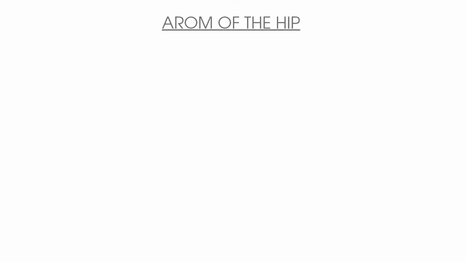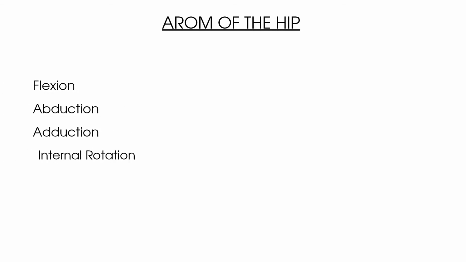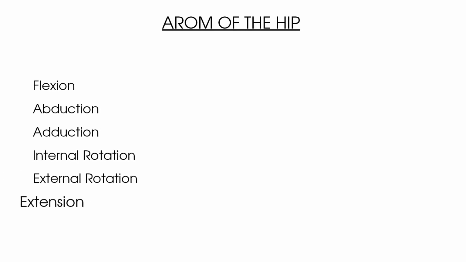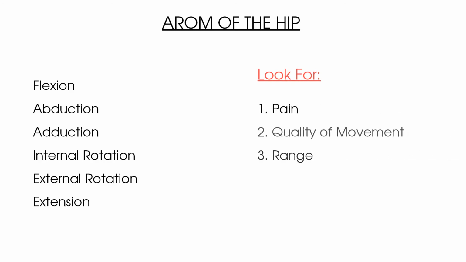Active range of motion of the hip summary. Start your active range of motion assessment by clearing the lumbar spine. Then complete your assessment of the active range of motion of the patient's hip by looking at active flexion, abduction, adduction, internal rotation, external rotation, and extension. Make yourself familiar with the different patient and therapist positions, the method of applying overpressure, as well as the muscles involved in the movement. When looking at your active range of motion, look for P, Q, and R: pain, quality of movement, and range of movement.